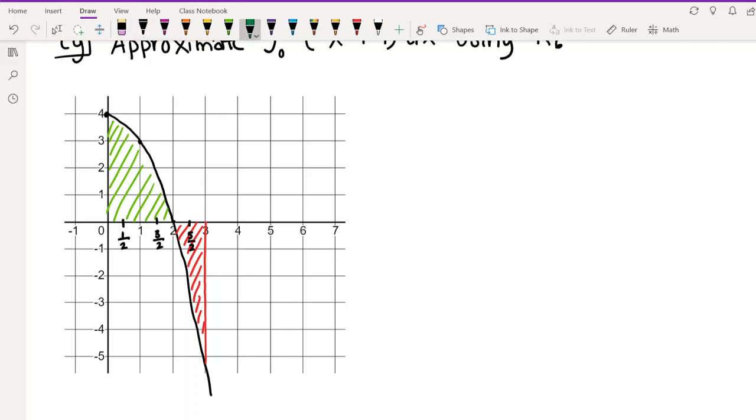Okay, so that means that we're going to have a rectangle where the height is determined by f of 1/2. So this point here is going to give us our height. So that's going to be our first rectangle. Our second rectangle is going to have a height determined by 1, and so that's going to be here, like this. Our third rectangle is going to have a height determined by 3/2. So if you plug in 3/2, that's going to be like here.